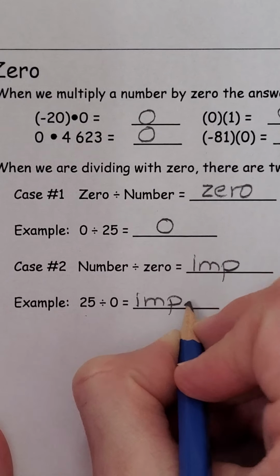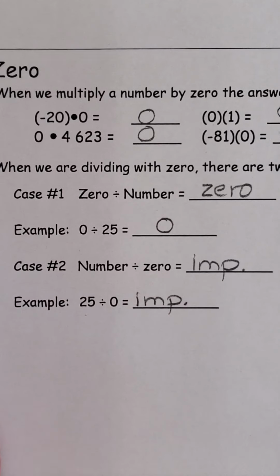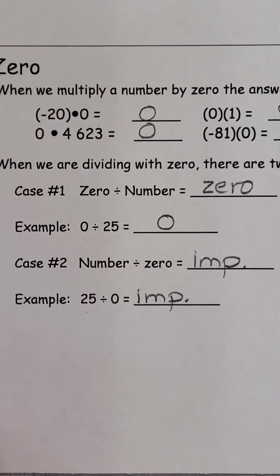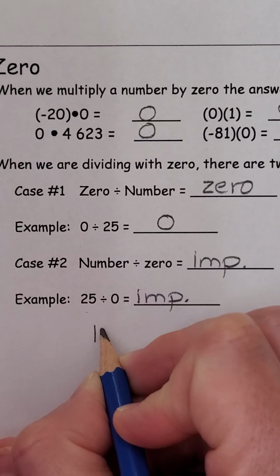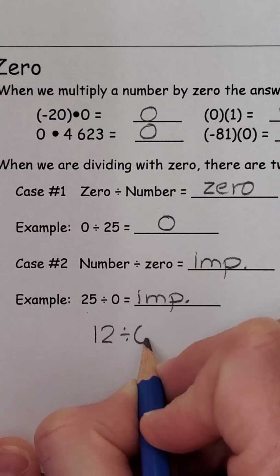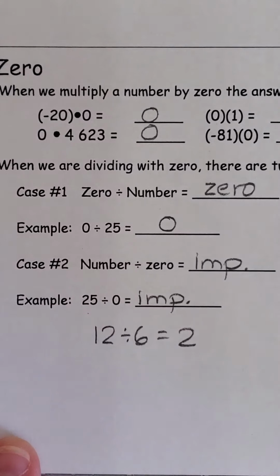And if you have a calculator, that's impossible, by the way. If you have a calculator, check it out. So if you type in 25 divided by 0, it will say error. And I like to prove it this way, so give me a minute here. So we know that multiplication and division are opposite operations, right? You can see that right there.